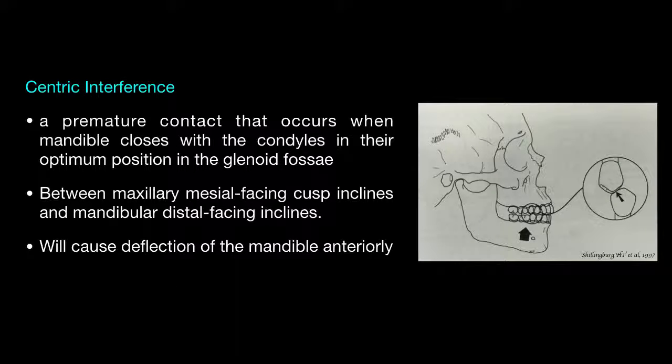Centric interference is a premature contact that occurs when the mandible closes with the condyles in their optimum position in the glenoid fossa. It involves maxillary mesial facing cusp inclines and mandibular distal facing inclines. Centric interference will cause deflection of the mandible anteriorly.